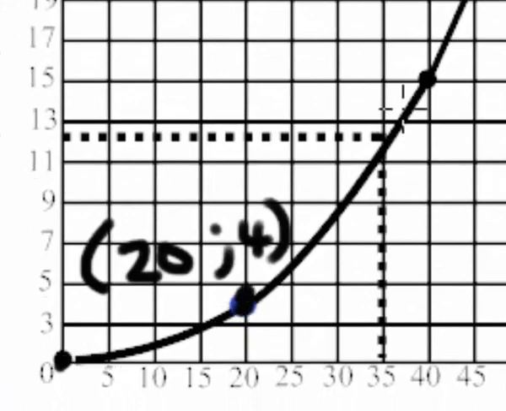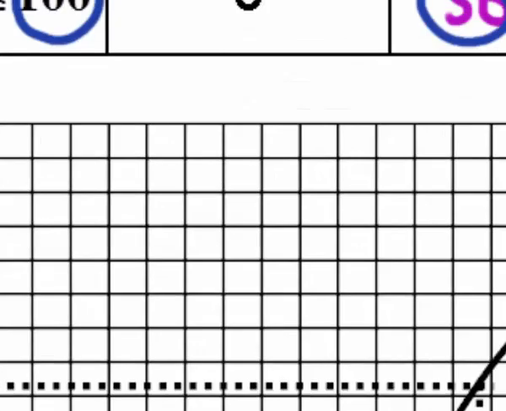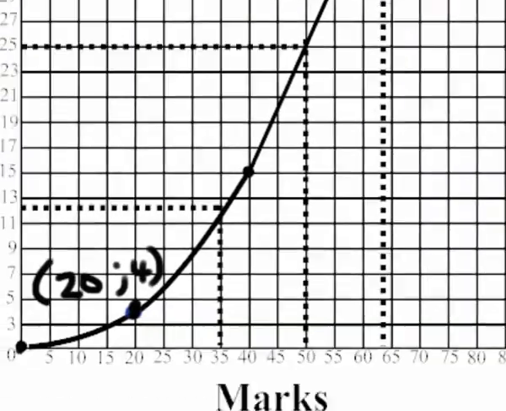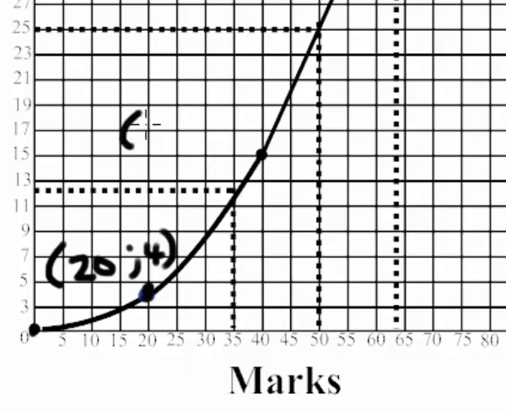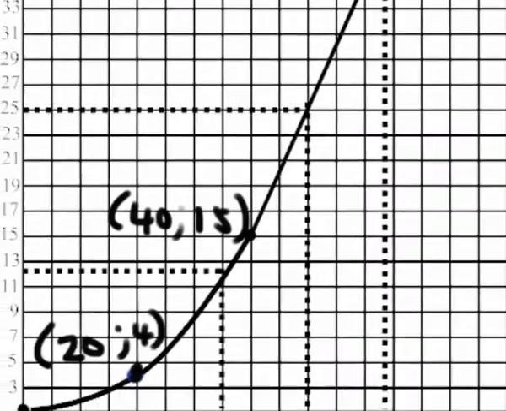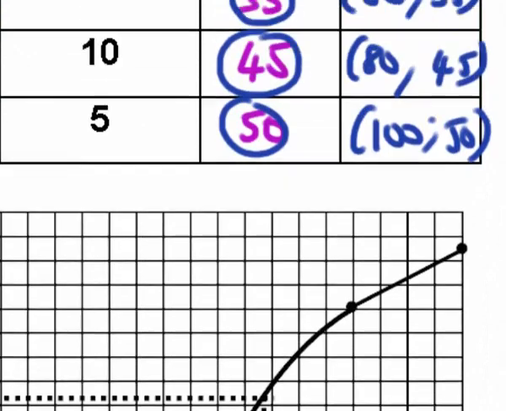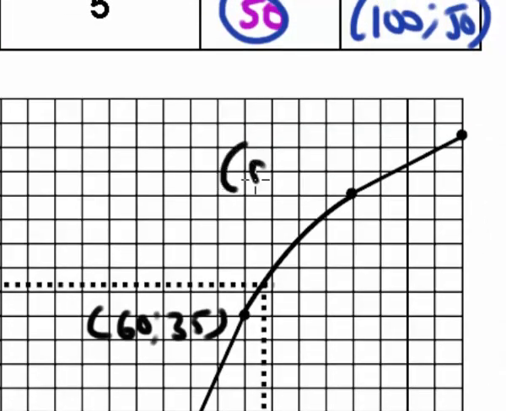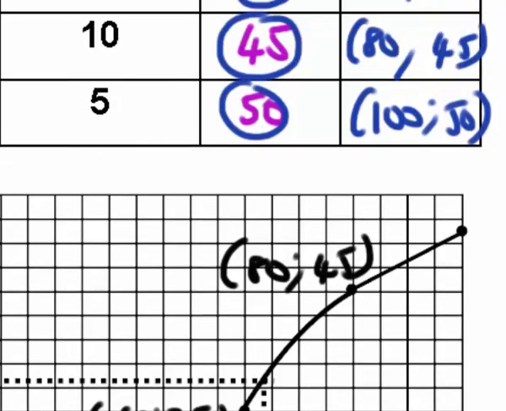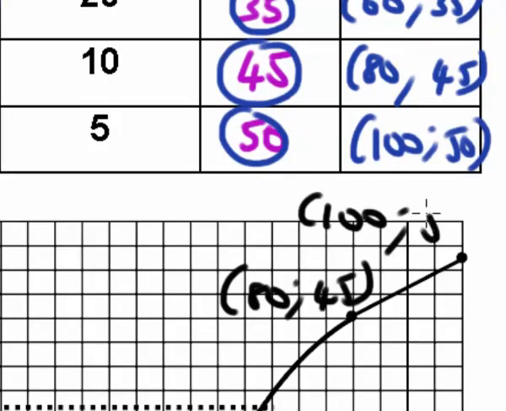Then the next graph point would be 40 and 15. So let's go there. It'll be 40 and 15. You can't really see that there, but there's 15 on the y-axis and 40 below. Then we've got another point which is 60, 35. So 60 to 35 is this one here. And the other graph point is 80 and 45, so it's 80 on the x-axis and 45 on the y-axis. And then of course you've got 100 and 50 there.